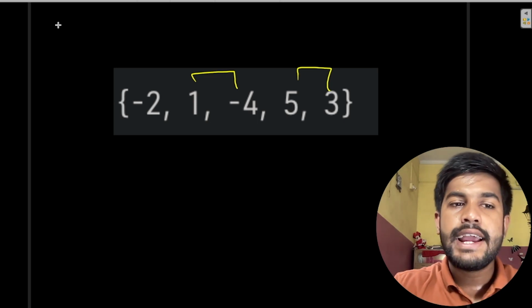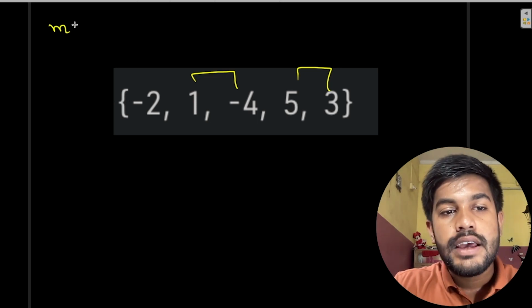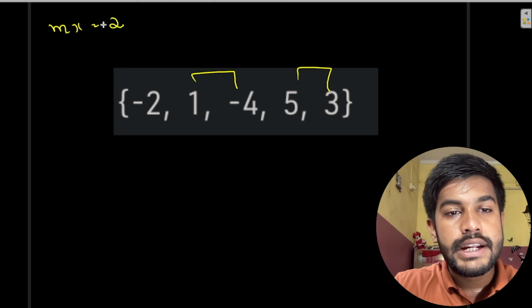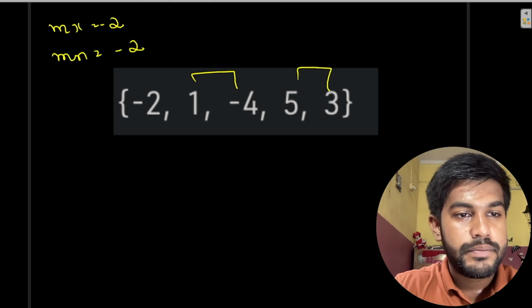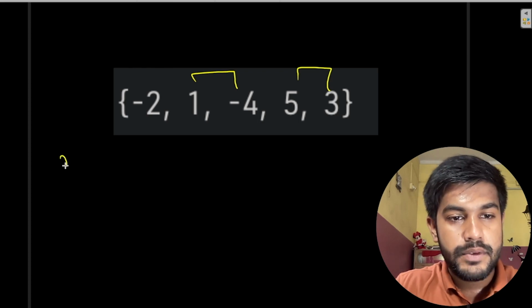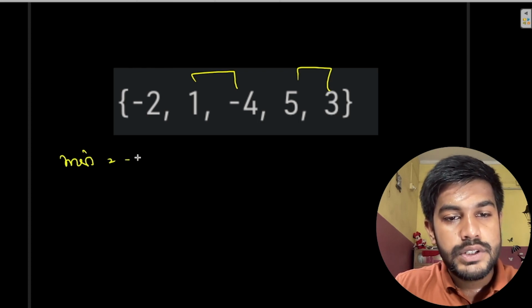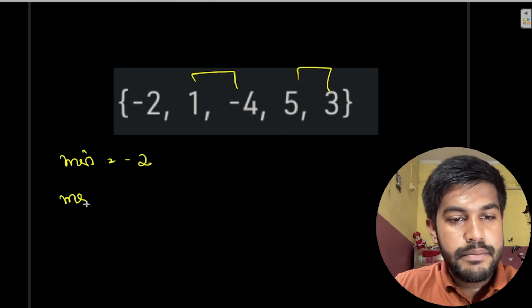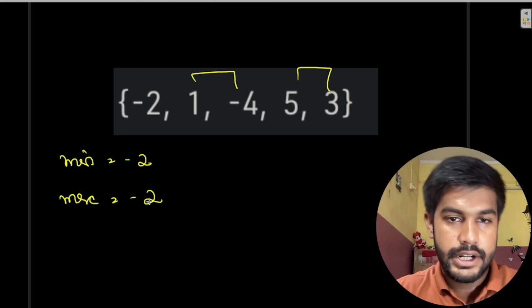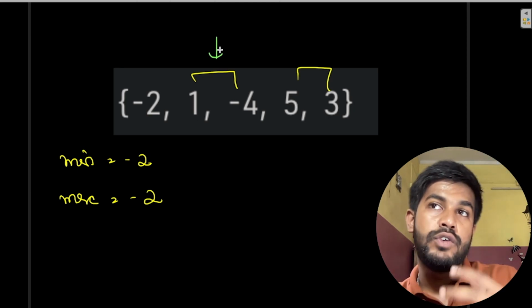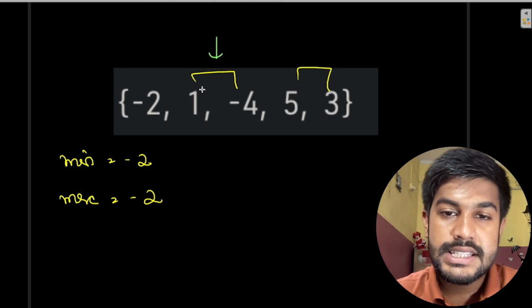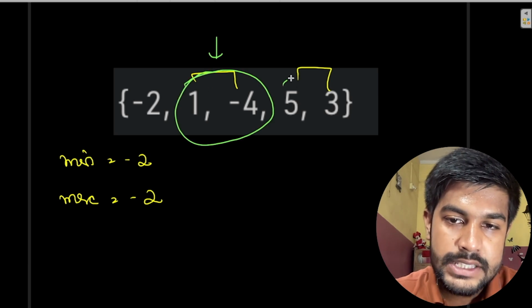Okay, so what I can do is, I would have mx is equal to -2 and mn is equal to -2. Let's write the min and max. So minimum is equal to -2 and maximum is equal to again -2. Now let's come to this scenario. And we said that we would work in terms of pairs. So this as one index and this as one index.